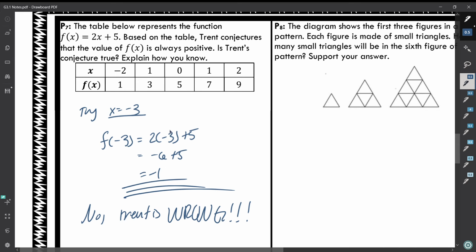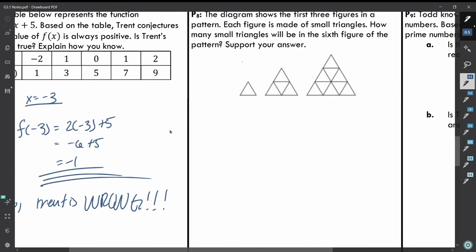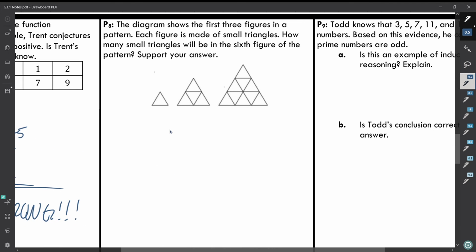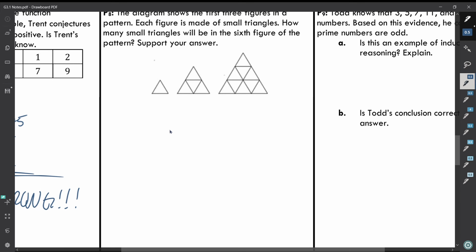Okay. Good deal. The diagram shows the first three figures in a pattern. Each figure is made up of small triangles. How many triangles will be in the sixth figure of the pattern? Okay. So I got one triangle here. I got 1, 2, 3, 4. 1, 2, 3, 4, 5, 6, 7, 8, 9. Oh, these are all square numbers, aren't they?